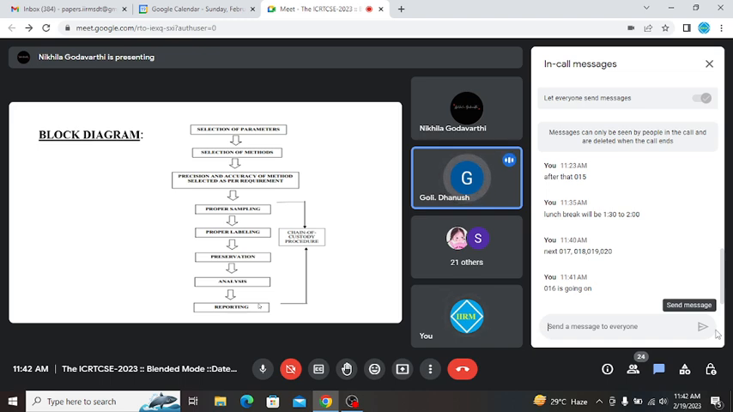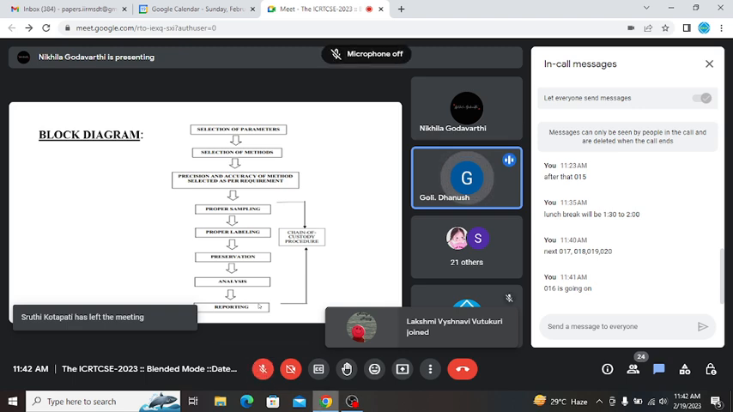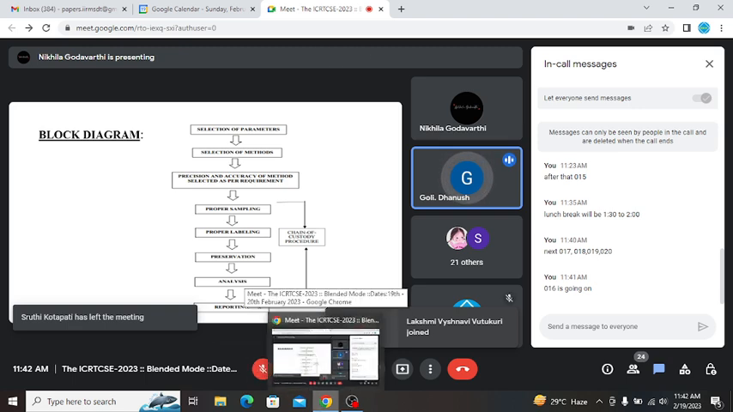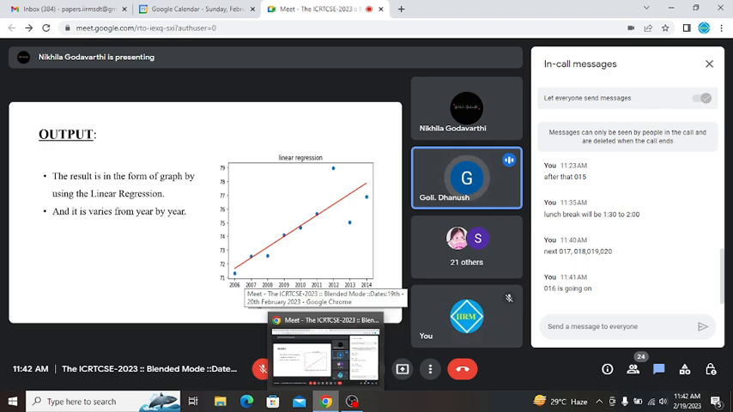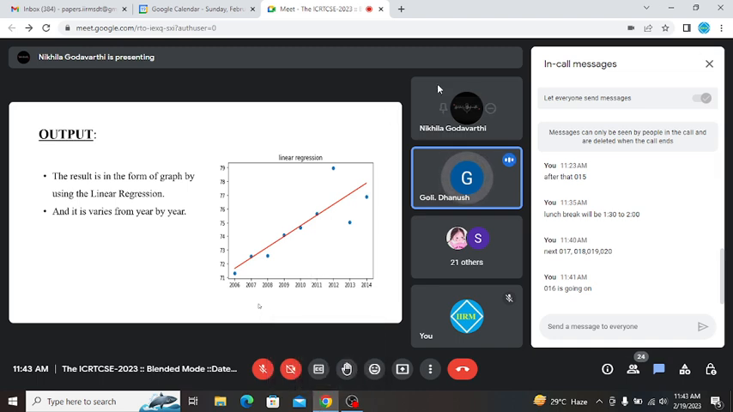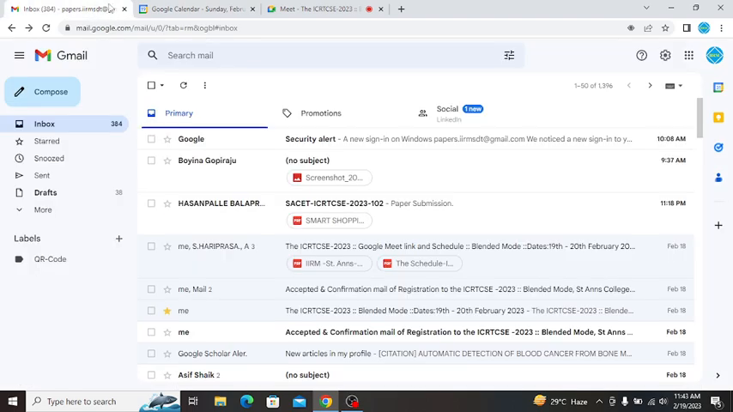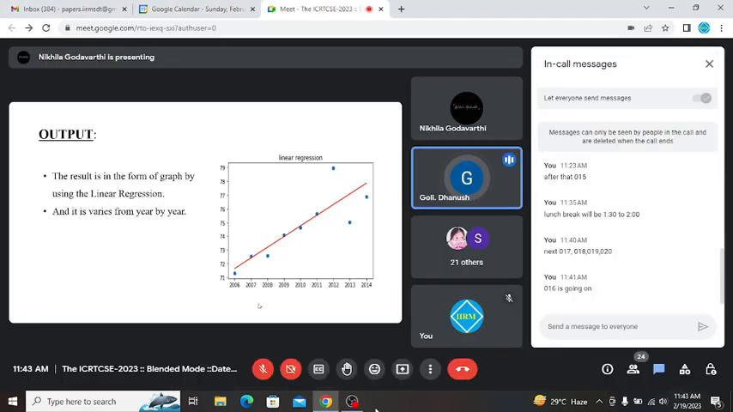The next step is the reporting. Once these steps are properly done, we need to report the changes we identify, in the proper manner. The next is the output. The output can be calculated by using linear regression. The output can be represented in graph format. It varies year by year. The graph shows the changes that occurred year by year, and they can be plotted year by year in the graph above.